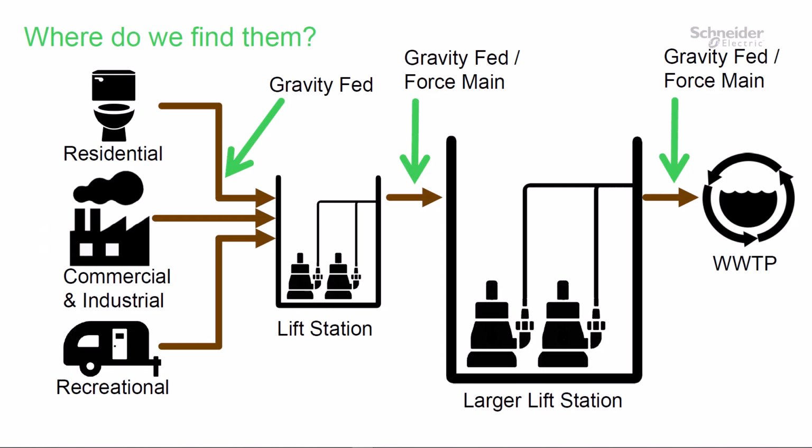You'll find lift stations in residential, industrial, and recreational areas wherever wastewater is generated. Wastewater flows into the wet well of a local lift station after use. It is then pumped out into a gravity-fed force main pipe and typically flows into a larger regional lift station's wet well. Finally, it's pumped out into a larger gravity-fed force main and reaches the wastewater treatment plant.